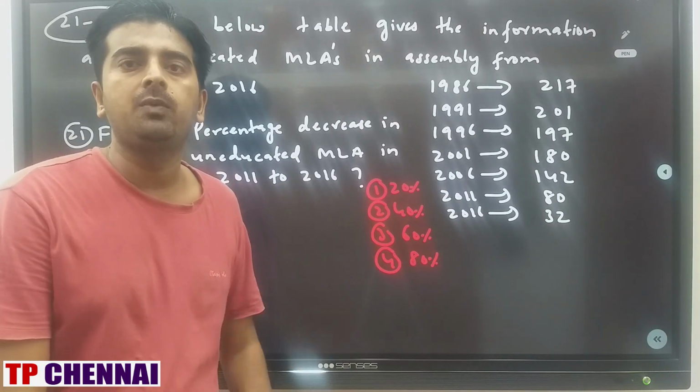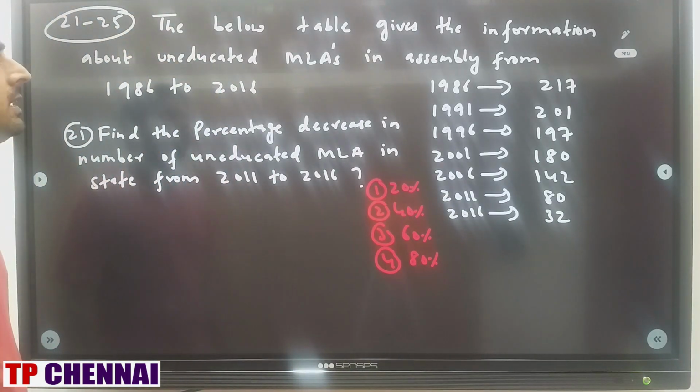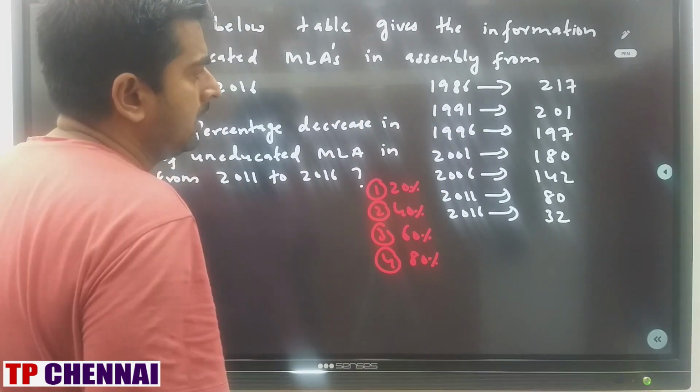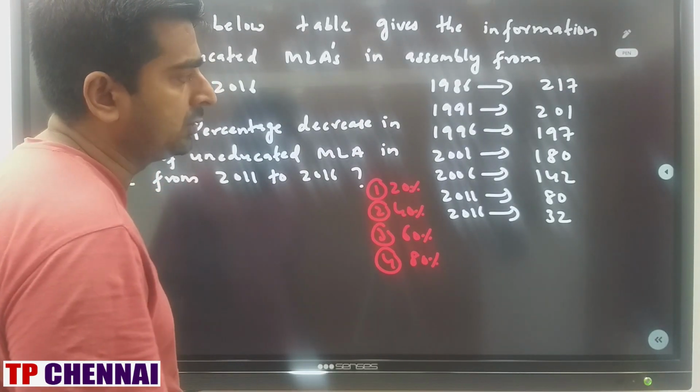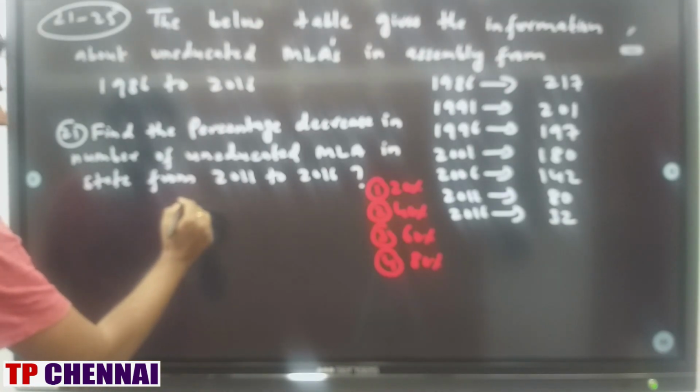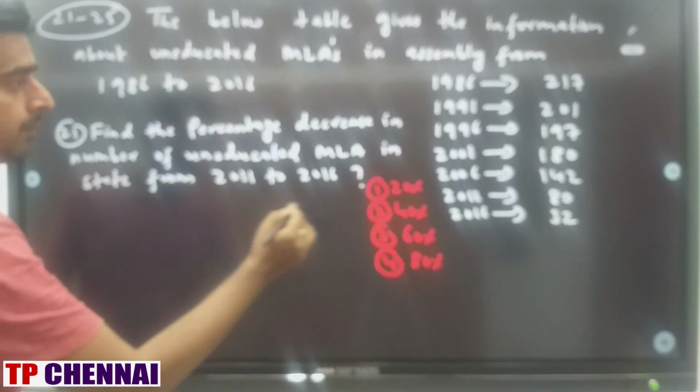Now we will see one set of DI. The below table gives the information about uneducated MLAs in the assembly from 1986 to 2016. You have 1986, 1991, 1996, 2001, 2006, 2011, 2016. Corresponding values they have given you. So they are asking about 2011. 2011, what is the value? 80.